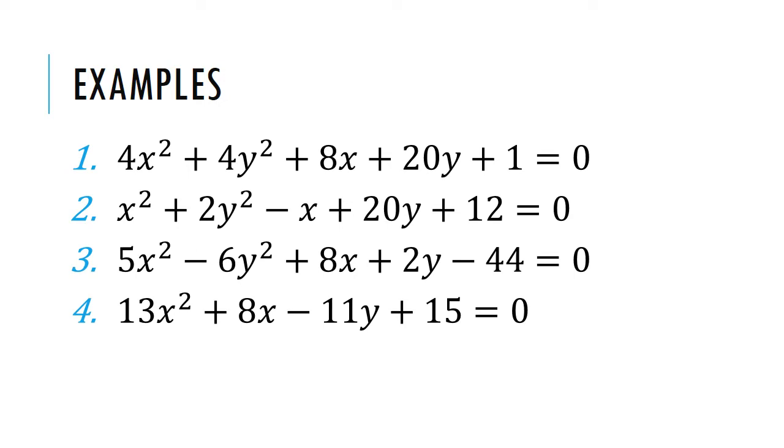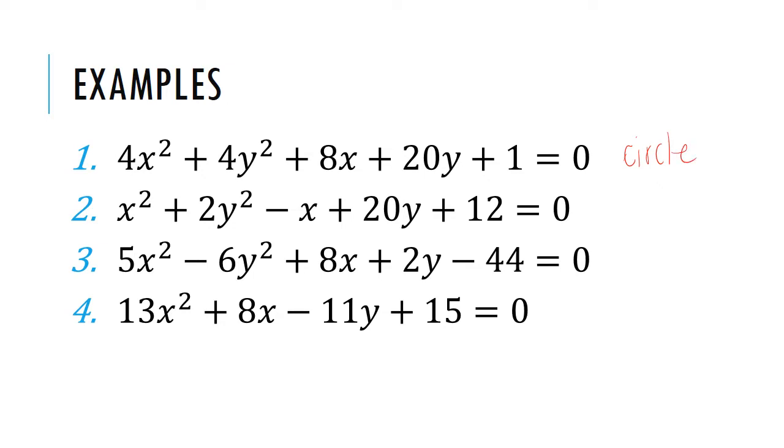For the general equation in number 1, by inspecting its coefficients, we can see that a and b, or the coefficients of x squared and y squared, are equal and the same in sign. Therefore, our first equation is the general equation for a circle.